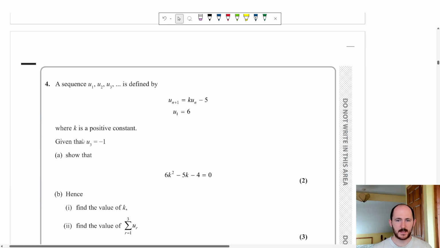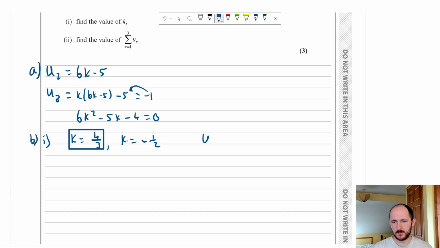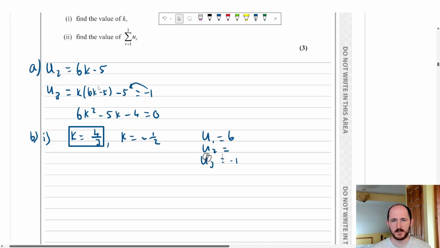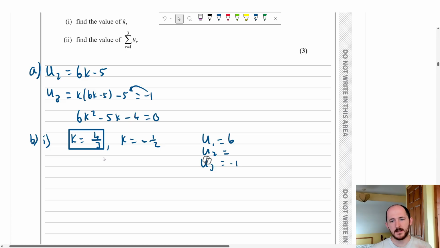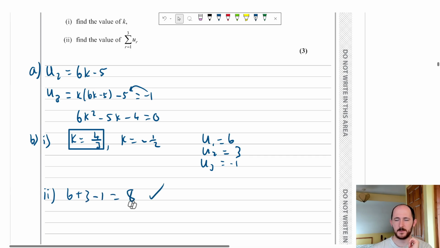Now, it says k is a positive constant, so we immediately know that k is 4 over 3. Cool. So we know that u1 equals 6. We know that u3 equals -1, and that means u2 is equal to 6 times 4 over 3, which is going to be 8, minus 5, which is 3. Which means the sum of the first 3 terms is just 6 plus 3 minus 1, which is 8. There we go. That was not bad at all. Not too bad so far.